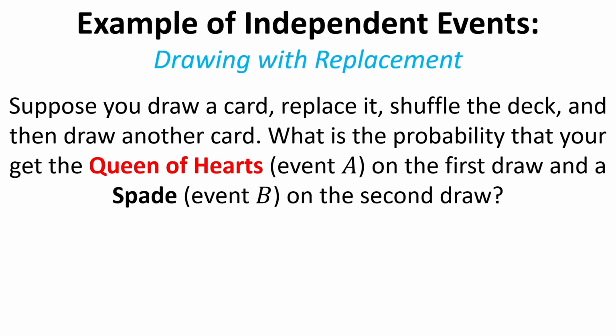So we draw a card at random, we note what it is, we put it back, we shuffle, and then we draw a second card. The question is, what is the probability that you get the Queen of Hearts on the first draw and you get a spade on the second draw?